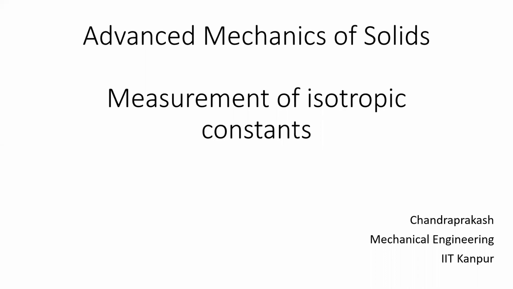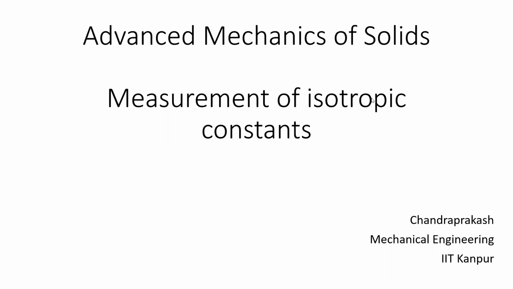Welcome everyone. In the last lecture, we saw the relations between the various material properties of an isotropic material. Prior to that, we also saw what the anisotropic material properties look like. Essentially, we had 21 elastic constants apart from density for an anisotropic material, whereas for an isotropic material, we had two elastic constants and density.